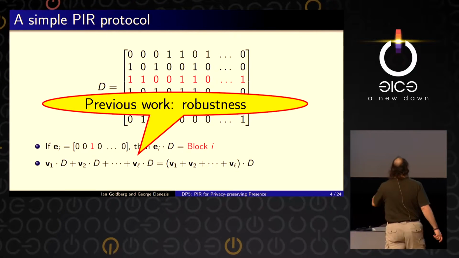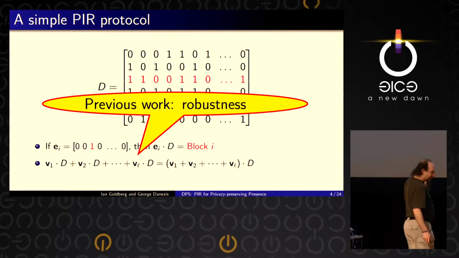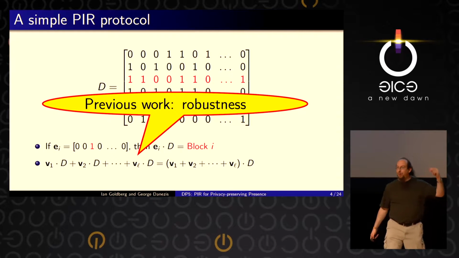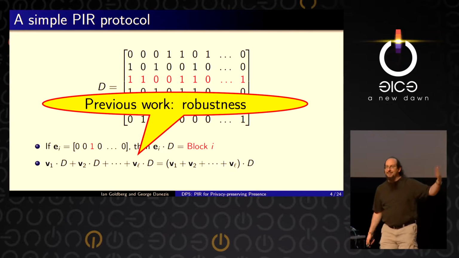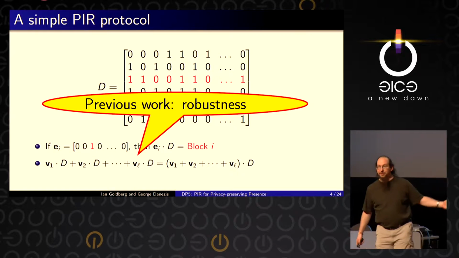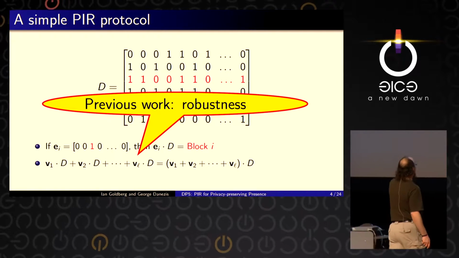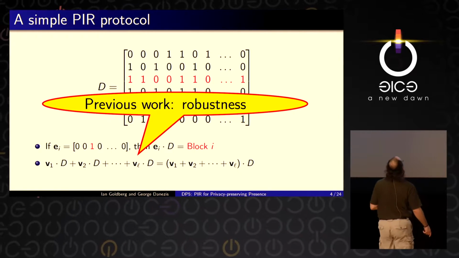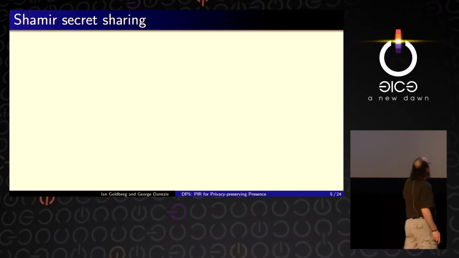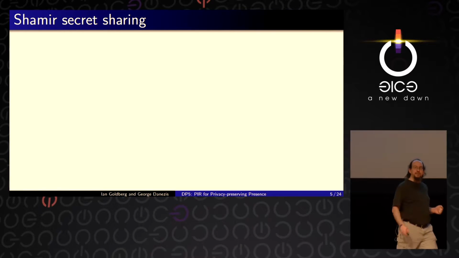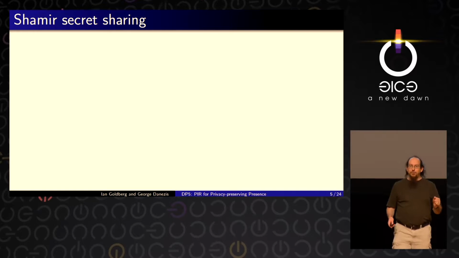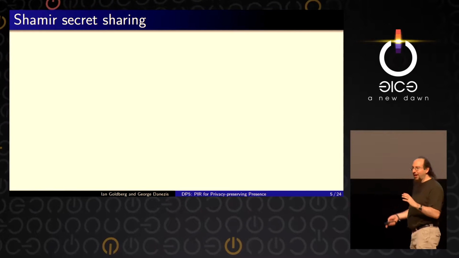And at the same time, she'll be able to identify which servers were malicious, and of course, that's a disincentive for the server to be malicious in the first place. So let's look briefly at how these robust protocols work. They use something called Shamir secret sharing, which is pretty fun and cool, so I'm going to talk about that for a little bit.